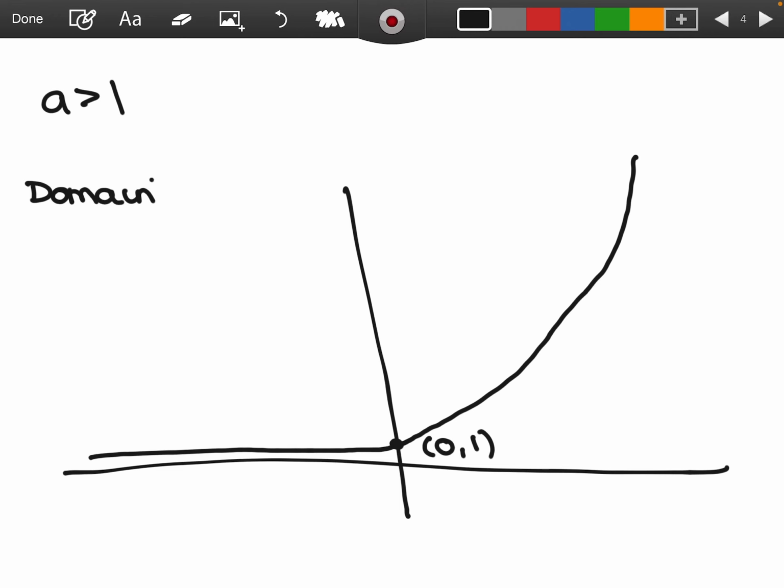What is my domain and range for each of these? My domain is all real numbers. I'm defined everywhere. No matter what the value of x is, I can always find a function value for a to the x.